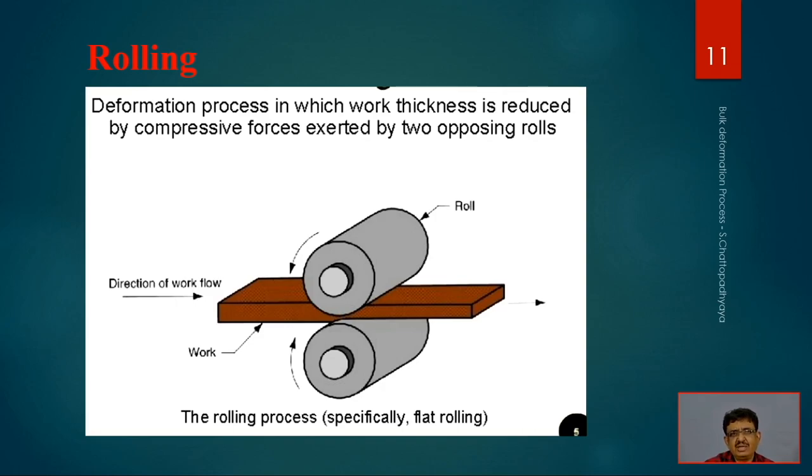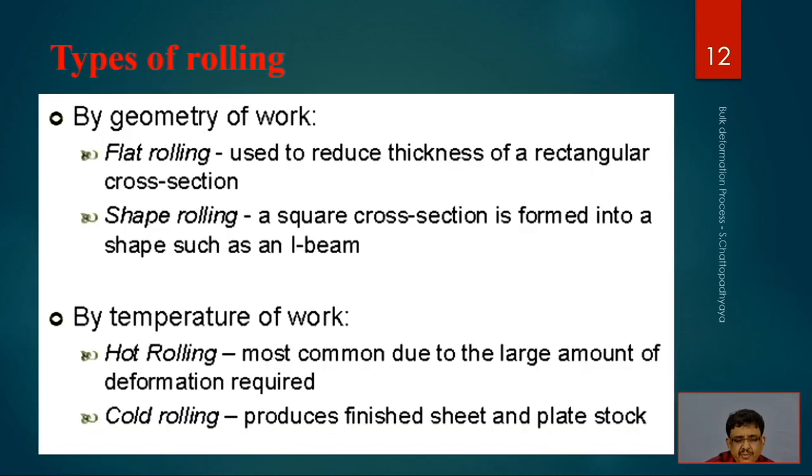The work thickness is reduced by compressive, mainly compressive force by two opposite rolls, in the direction of workflow, and that way the roll rotation is also dictated, and the rolling process, specifically flat rolling, calendaring and all those things will be produced. By geometry, one is flat rolling, where the slabs or plates will be produced just to reduce the thickness. And shape rolling, a square cross section formed into a shape such as an I-beam.